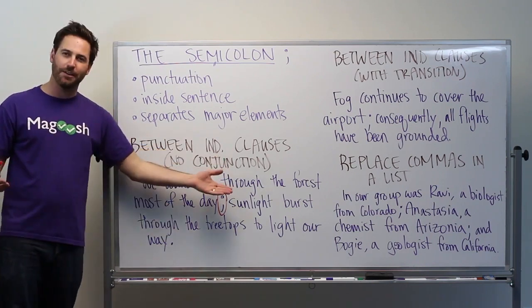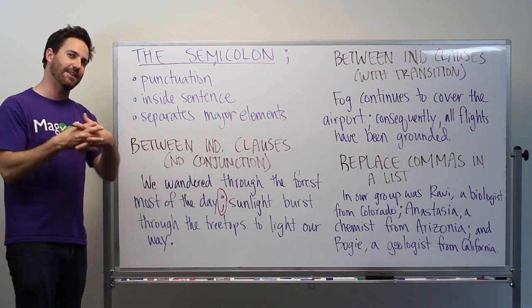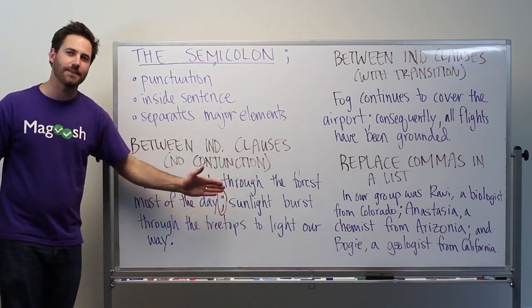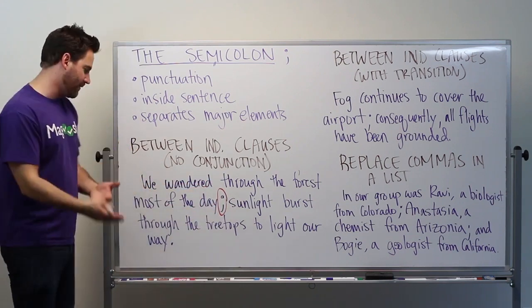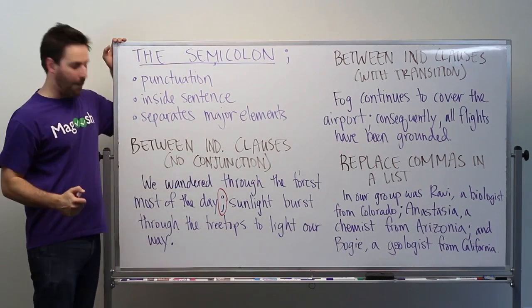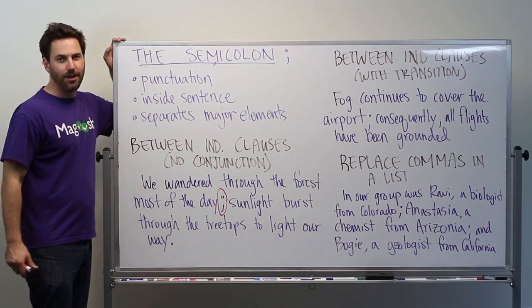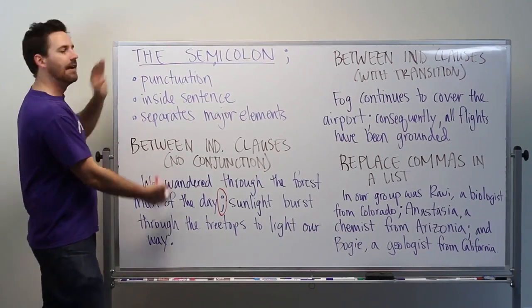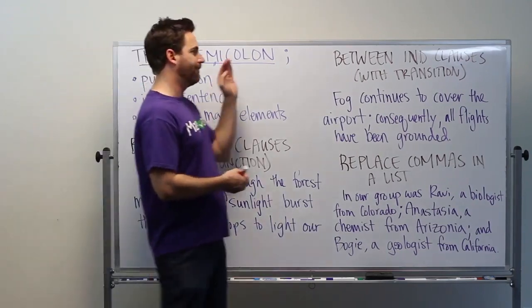The theme or topic of these two independent clauses is very closely related. And I could replace the semicolon with a comma and "and." So I could say, most of the day, and sunlight burst through the treetops. So that is one way that you see semicolons used. This is one of the more common ways.